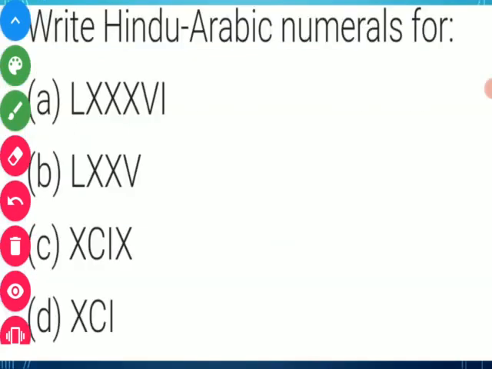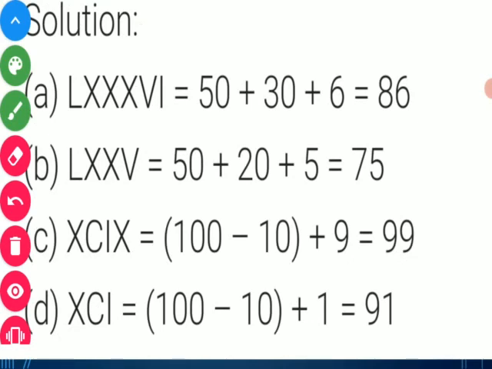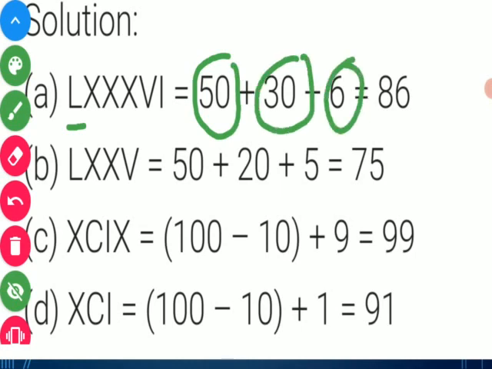Now write Hindu-Arabic numerals for the given numbers. Let's write it. The first number is LXXVI. L means 50, triple X means 30, and VI means 6. Add all three numbers and you will get 76 here.